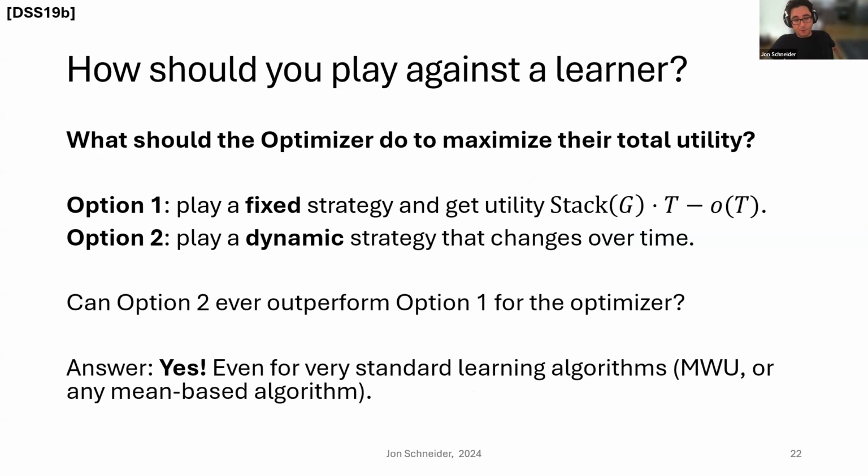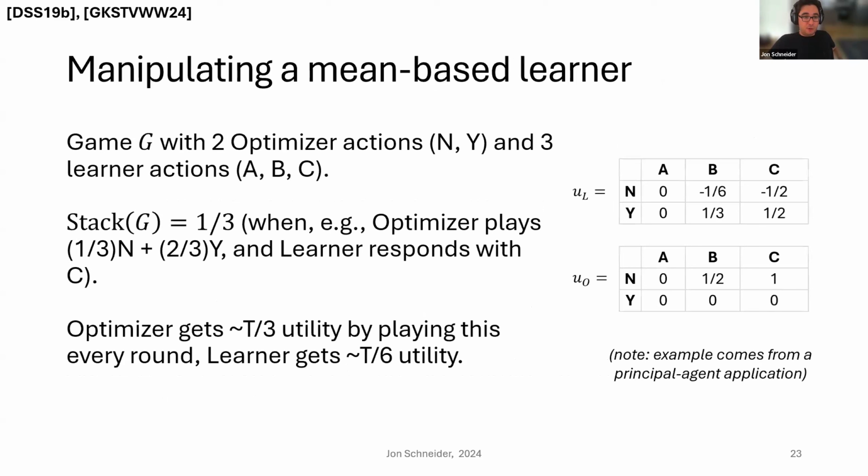What's the other option? The optimizer can play a strategy that changes over time. And you can ask, can the optimizer ever really do better than this fixed strategy by playing a weird dynamic strategy? The answer turns out to be yes, even for very standard learning algorithms like multiplicative weights updates, or in fact, any mean-based algorithm. So that's what I'm going to show right now: how, if the learner is running a mean-based learning algorithm like multiplicative weights, an optimizer can get more than their Stackelberg value.